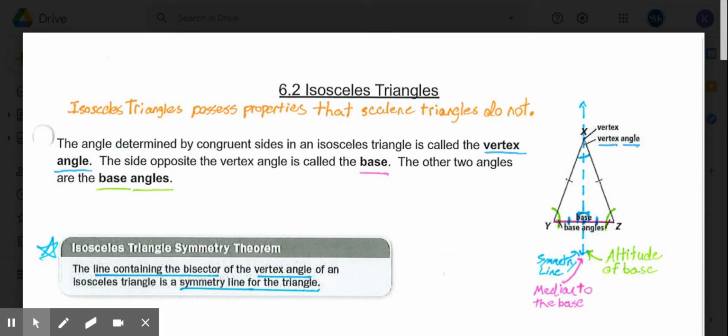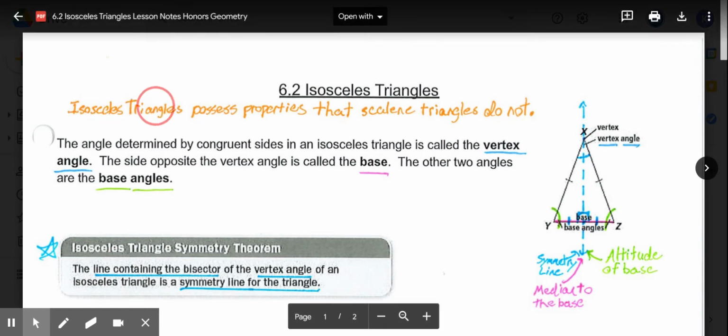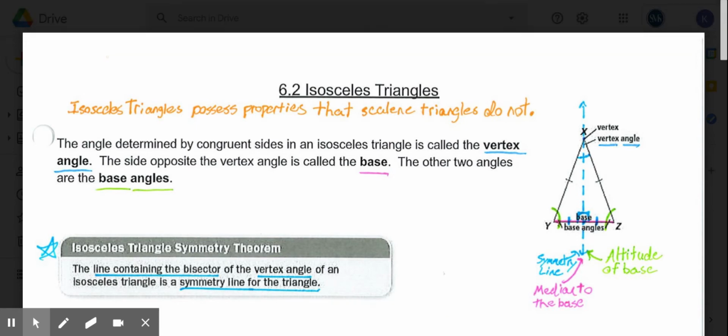Welcome to lesson 6.2, Isosceles triangles. As we go through this lesson, we want to keep in mind the big idea that isosceles triangles possess properties that scalene triangles do not. And a refresher on a couple of vocab terms: a scalene triangle is a triangle where no sides are congruent, so all three sides are different lengths.